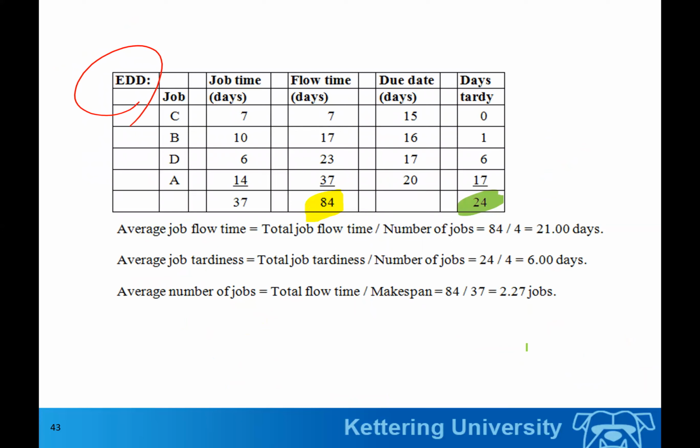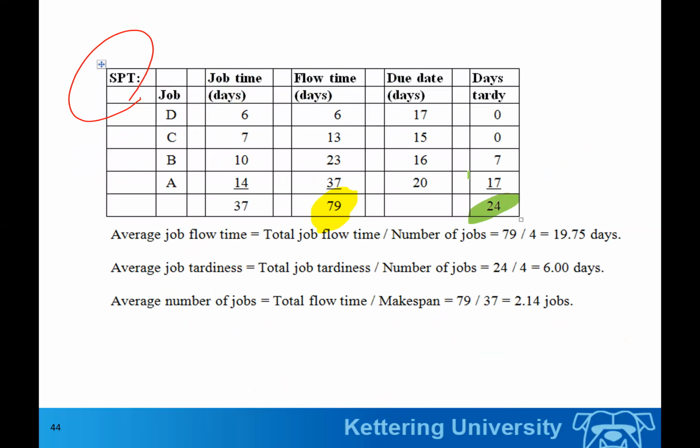Maximum tardiness over here is 17 for EDD, and for SPT it is also 17. It's a coincidence that they are the same. They're not always going to be the same. Okay, so this is just a comparison between the output of the techniques. If you want, you can solve the problems using SPT and EDD and confirm the answers that I have on my slides.